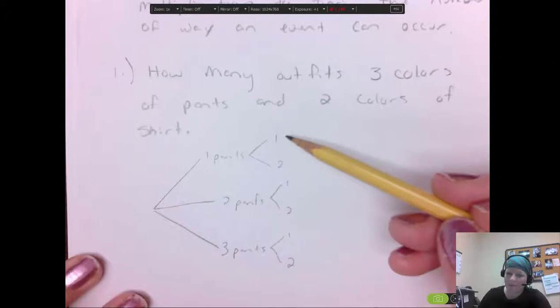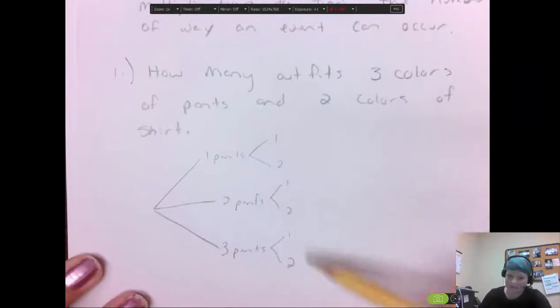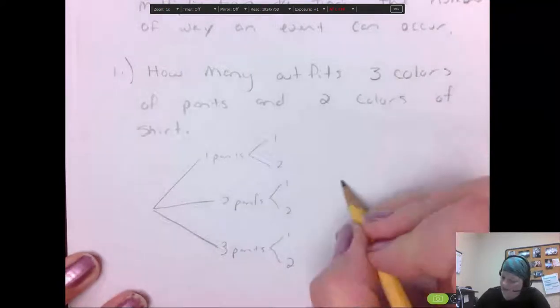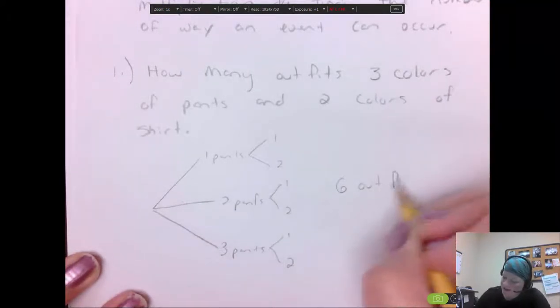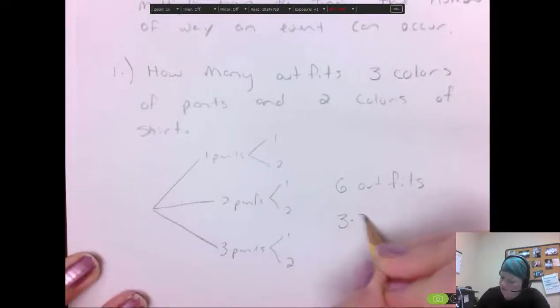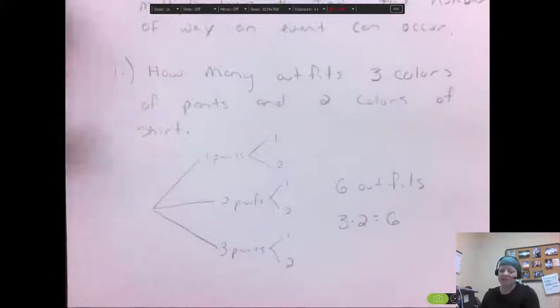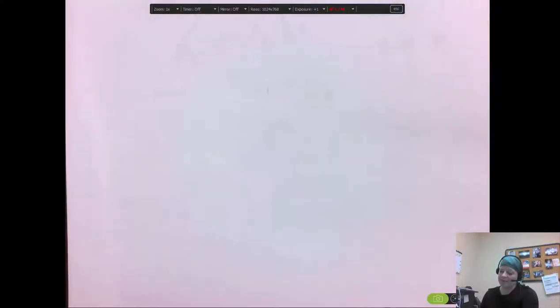So the total number of outfits is the last row: 1, 2, 3, 4, 5, 6. So there's 6 outfits. And again, we could use the counting principle that says, well, we had 3 choices, then 2 choices, so we have 6 total. But I wanted you to see the tree diagram.